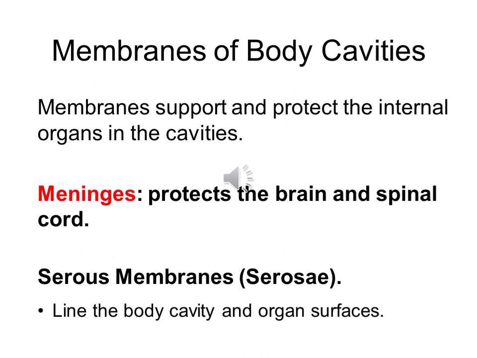Let's talk about membranes. Membranes support and protect the internal organs within these cavities. So we're going to have a couple of different membranes that we're going to look at. First of all, in red here you see the meninges. The meninges is a membrane that protects the brain and the spinal cord. Next down we see what we call serous membrane or serosal. These are going to be membranes that line the body cavities and the organ surfaces.